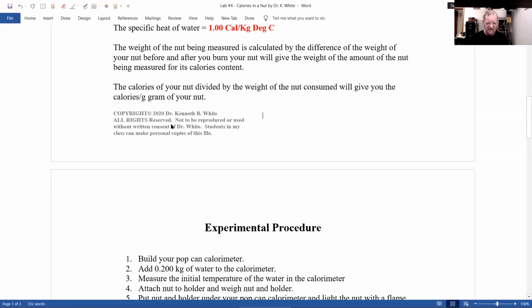Now, you'll get the calories of your nut, and you'll divide that by the weight of the nut consumed, which will give you, like you see on the package of Lay's potato chips. Now I'm getting myself hungry, bad Dr. White, maybe you too. You'll see calories per gram, that's how you calculate it.